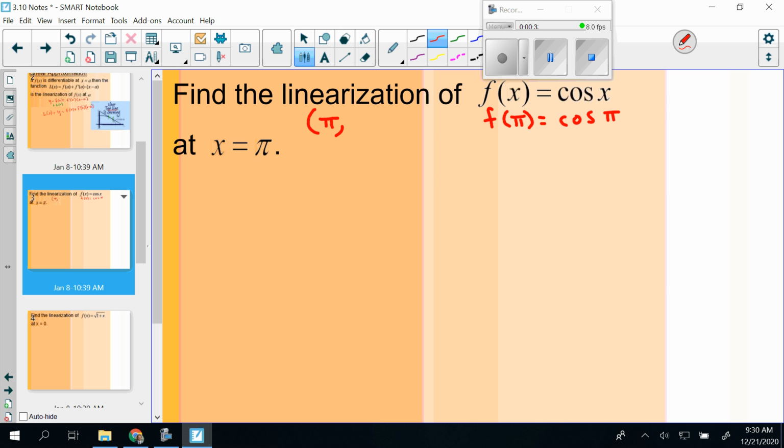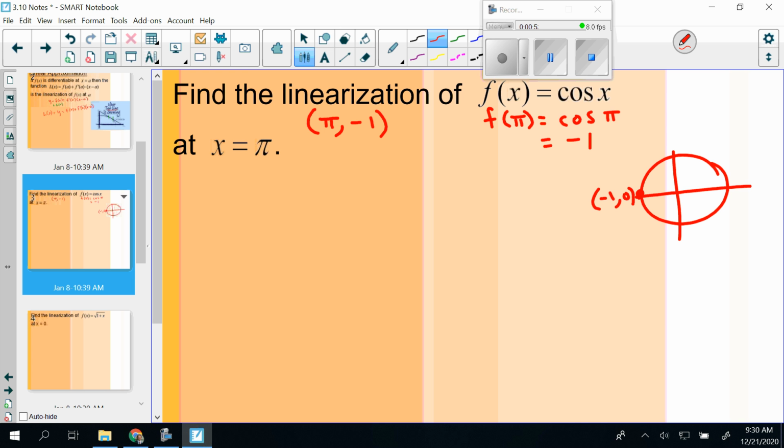Well, if we do cosine of pi, remember on our unit circle, pi is 180, so that's this point right here. Cosine's our x value, and that point is -1, 0, and so this should equal -1. And so that's our point.